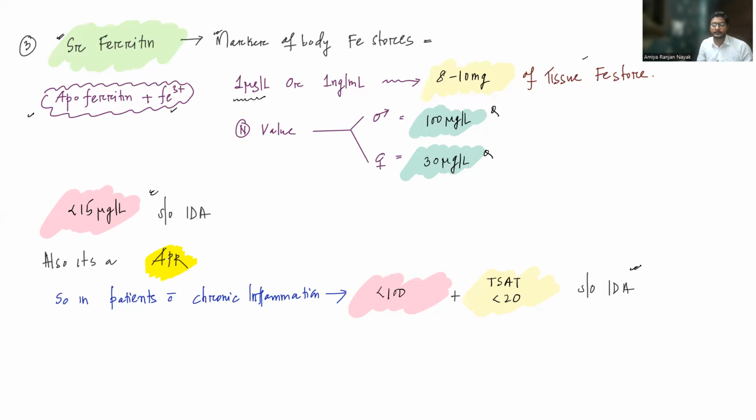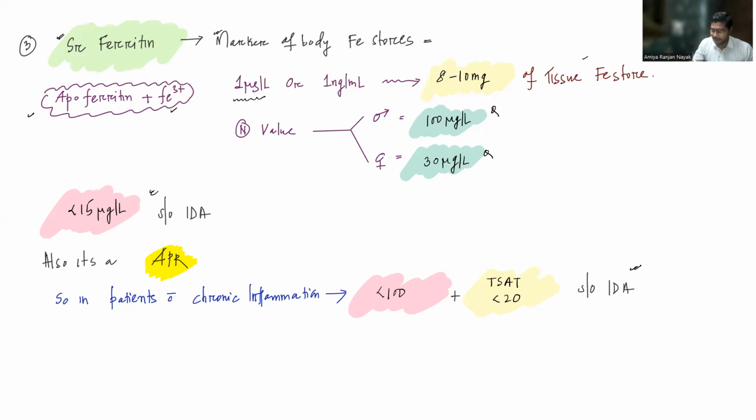In those conditions, along with anemia of chronic disease, patients can also have iron deficiency anemia. And how can you diagnose iron deficiency anemia in those patients? In those patients, ferritin will be elevated, so it is difficult to diagnose iron deficiency anemia. That is why we take a combination of serum ferritin and transferrin saturation.